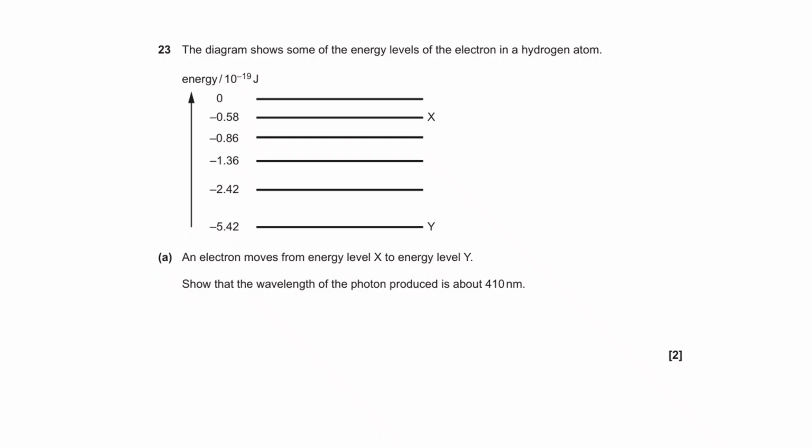Okay, so here we have a question. Let me read out the question. The diagram shows some of the energy levels of the electron in a hydrogen atom. Now, if you look at the scale, here you have energy and you got 10 to the minus 19 joules, right? Just be careful of the scale. It says show that the wavelength of the photon produced is about 410 nanometers, and it's going from X to Y.